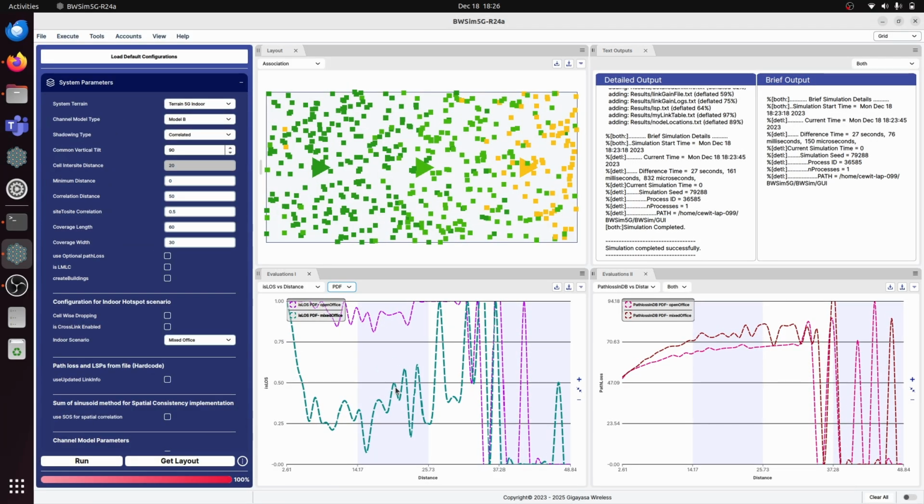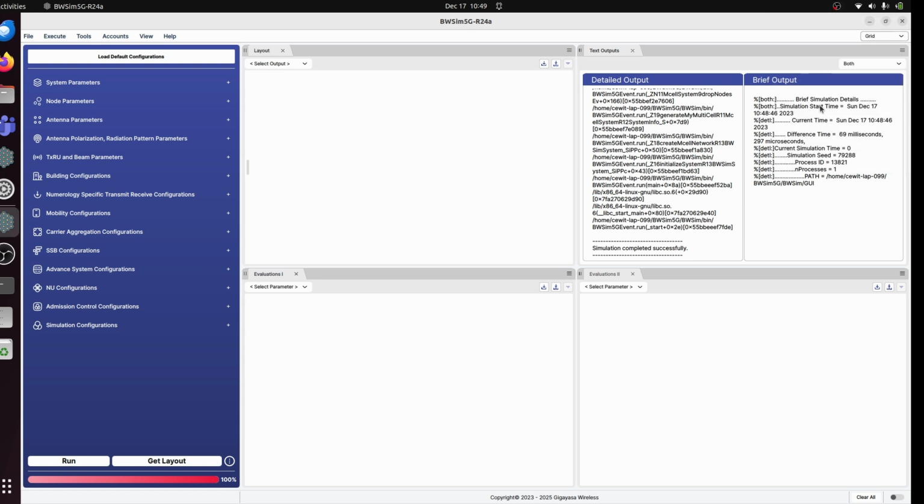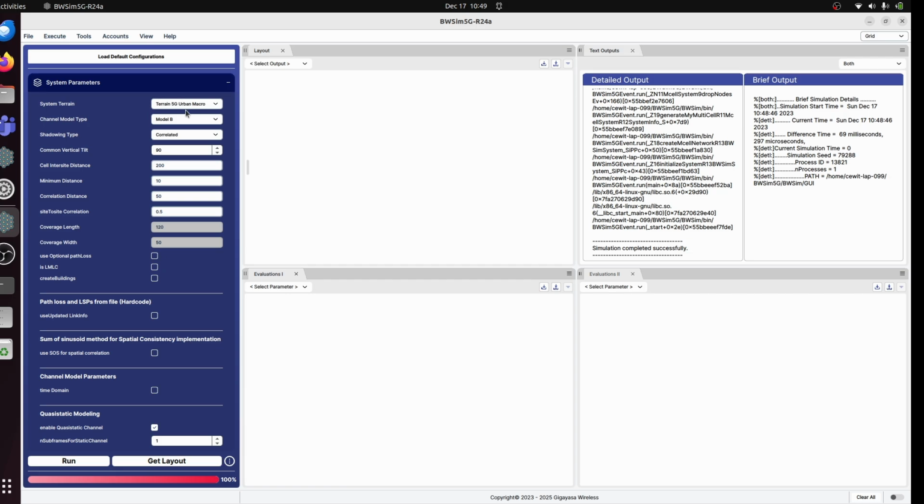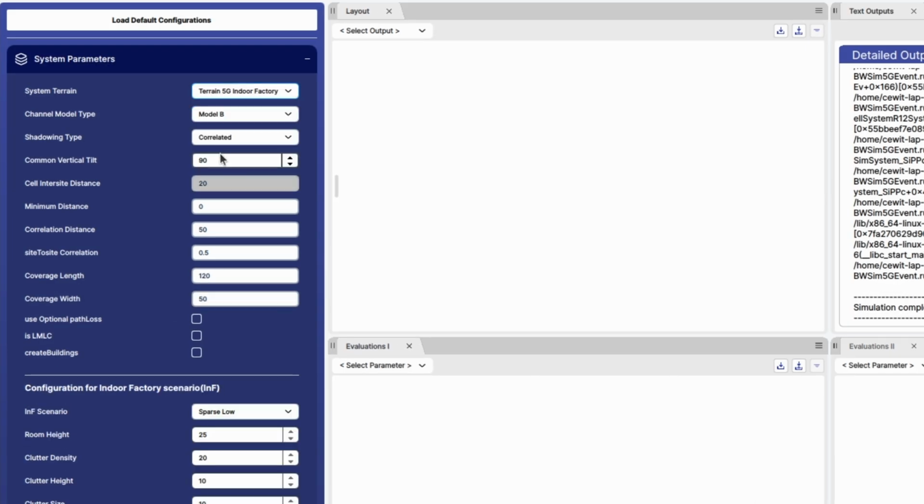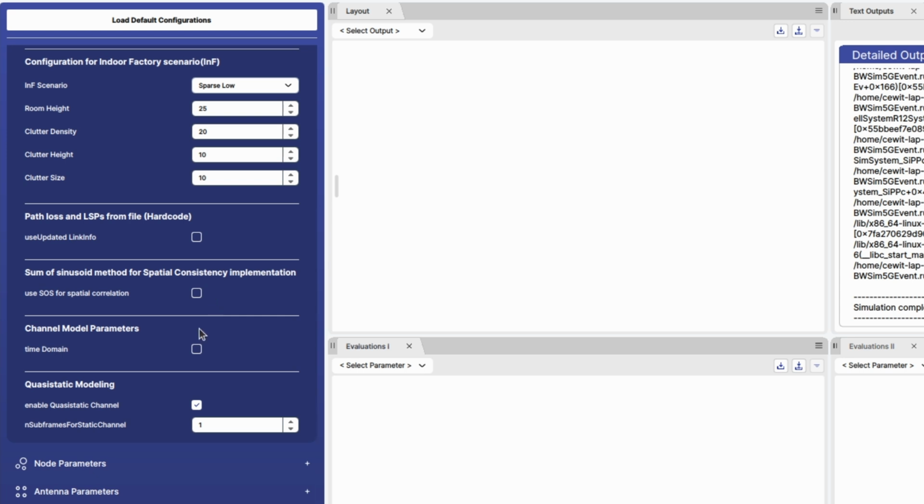To make it much clearer, it is likely to find a line of sight path between the transmitter and receiver in a typical office scenario than in a fabrication lab or other labs which belong to the indoor mixed office scenario. Now we will move on to indoor factory scenarios. First we'll start with sparse low and move on to high high.